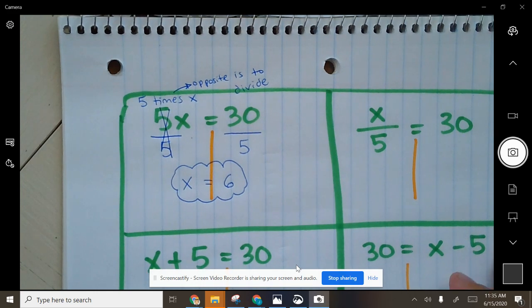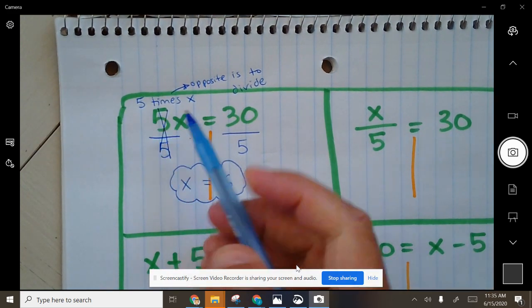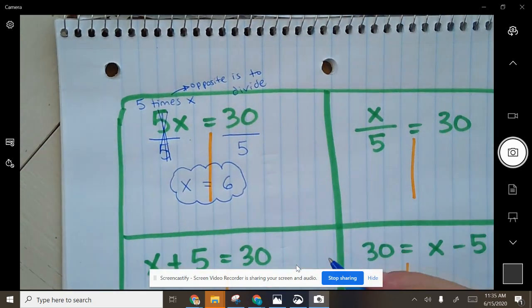Again, this is review. You guys got to know how to do this. This is old stuff, all right? What's 5 over 5 equal? Doesn't it just equal 1 whole anyways? That's how it cancels out, okay?